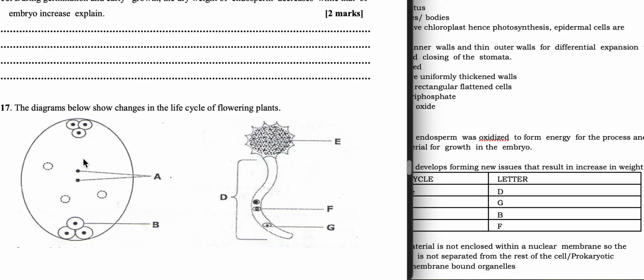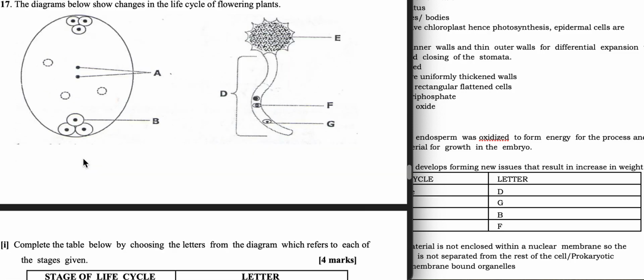17. The diagrams below show changes in the life cycle of flowering plants. So we have this, and then we have A and B, then we have E. This is D, then we have F and G. Complete the table below by choosing the letters from the diagrams which refer to each of the stages given.